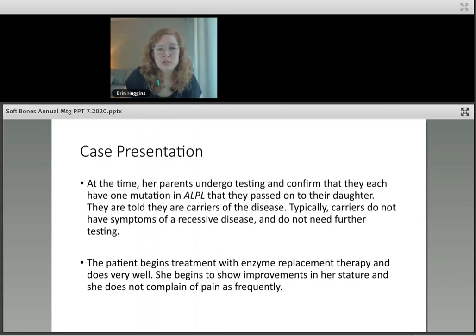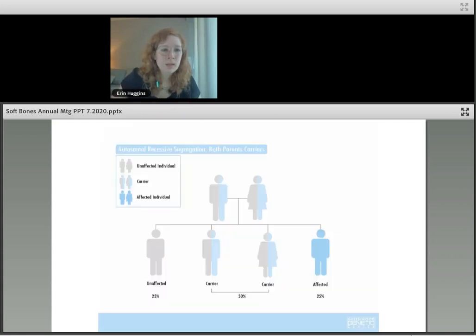Then our little girl begins treatment with enzyme replacement therapy and does very well. She starts to show improvement, doesn't have as much pain. She catches up on her motor milestones, and we go from there. And this is just another picture of that autosomal recessive inheritance pattern where both parents are carriers, and there's that 1 in 4 chance that they're going to have a child who is affected, which would be our patient here on the right, the symbol here of the little guy in blue.